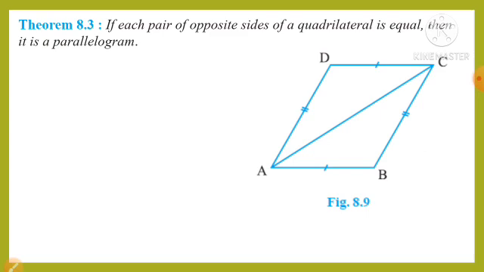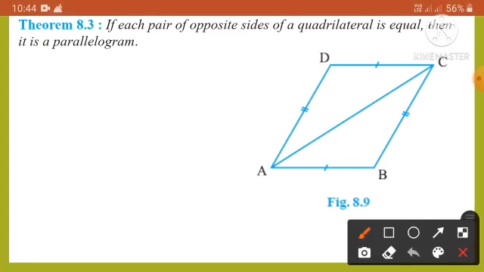This theorem tells us that if each pair of opposite sides of a quadrilateral is equal, then it is a parallelogram. Figure also given here. Given that ABCD is a quadrilateral where AB equal to CD and AD equal to BC. We have to prove that ABCD is a parallelogram.